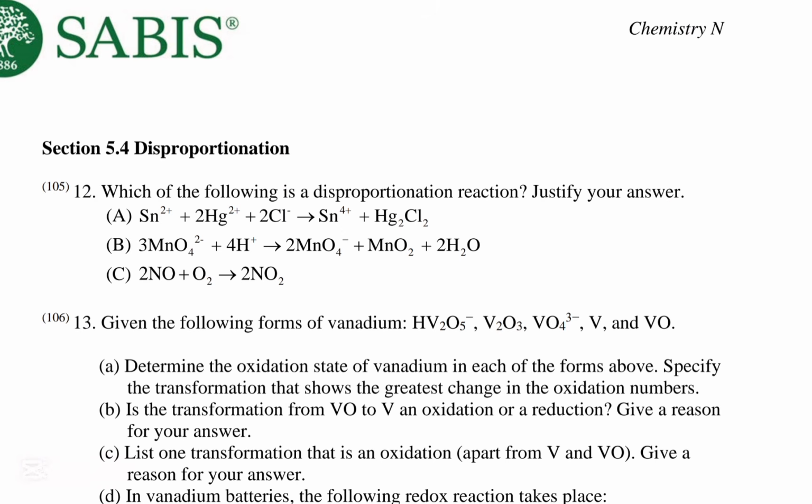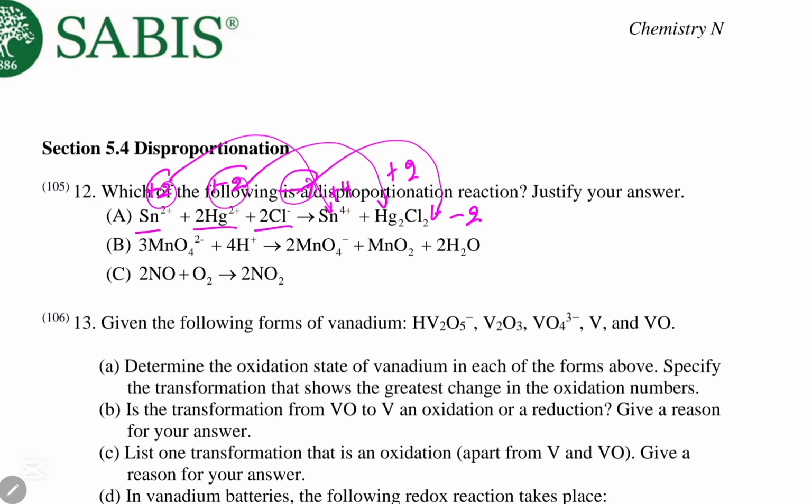Now let's pay attention. Sn2+, +2; 2Hg2+, +2; 2Cl-, -1. The +2 in the Sn turned into +4. This is the only change. It lost electrons, so it was oxidized. The +2 in the Hg stayed +2. And then the -1 in the Cl turned into what? It turned into -2. So in the first reaction, reaction A, there is no disproportionation reaction because nothing is both oxidized and reduced.